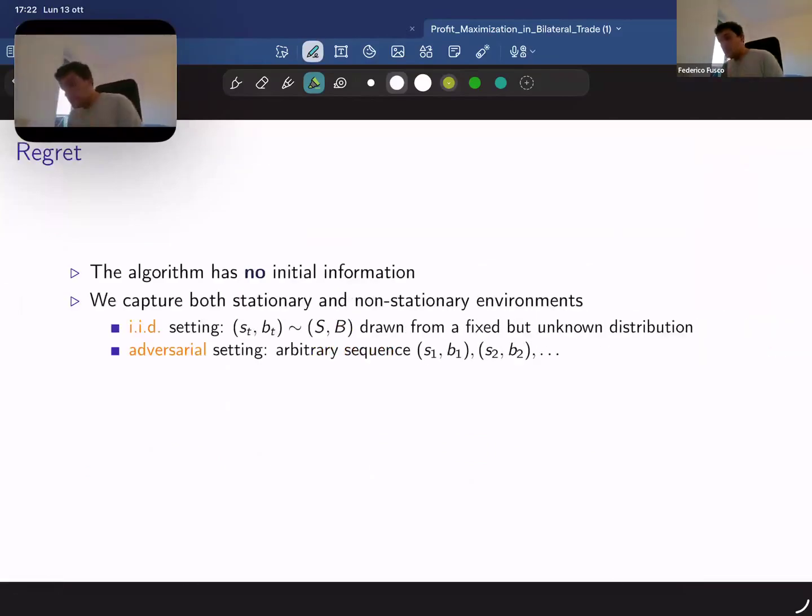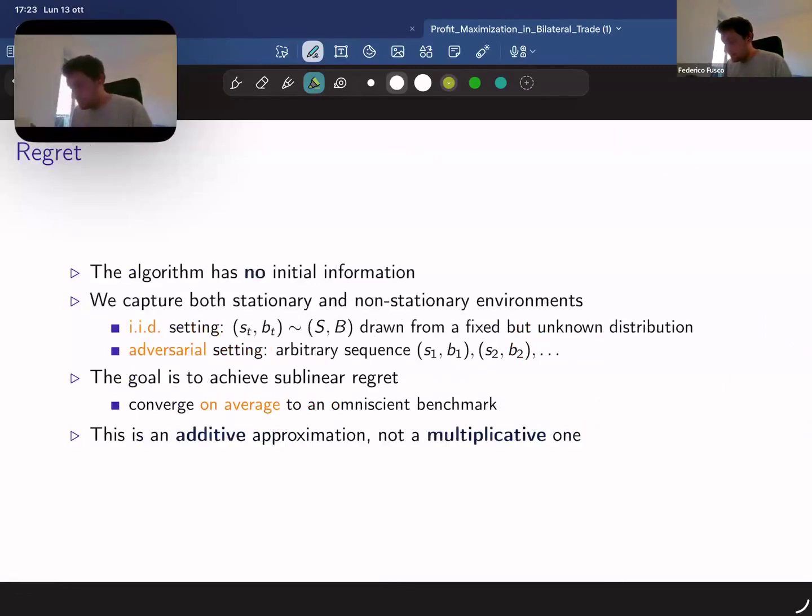And with this model, we can capture two famous settings, namely the i.i.d. setting, where we assume that at each time step, the pair is drawn i.i.d. from a fixed but unknown distribution, or the adversarial setting, where we assume that at the beginning of time, there is an adversary that writes on a slip of paper this whole sequence of T pairs, and this sequence does not need to have any particular structure.